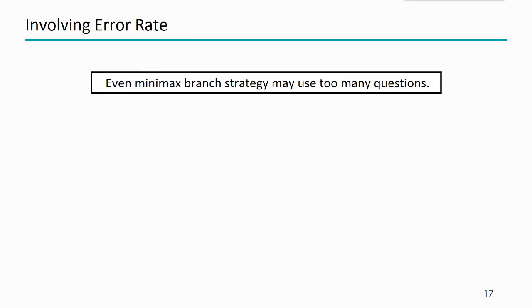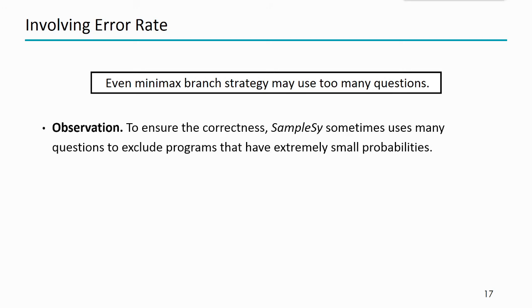Now, we come to the second challenge. Minimax branch strategy may use too many questions. To address this challenge, we observe the procedure of SampleSy and make the following observation. To ensure 100% correctness, SampleSy sometimes uses many questions to exclude programs that have extremely small probabilities.